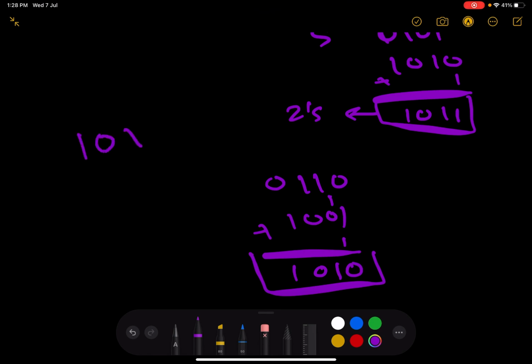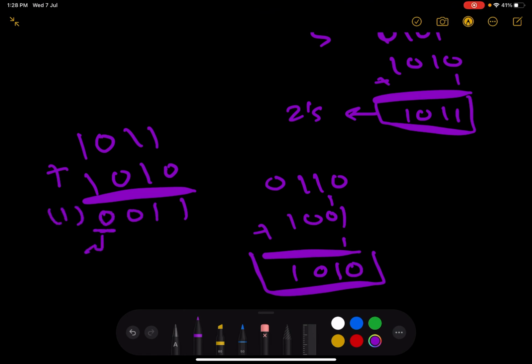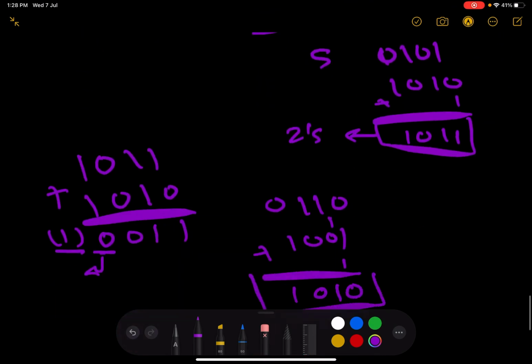We're going to add them together. 0, and here 0, and then, so as you can see here we have a different sign, and here we have a carry. We can't actually represent -11 using only 5 bits. Minimum, it requires 5 bits actually. So here we have an overflow, and the answer is wrong.